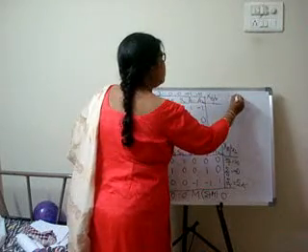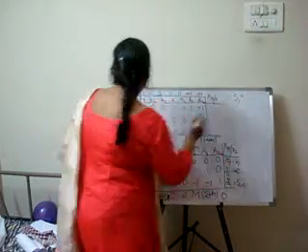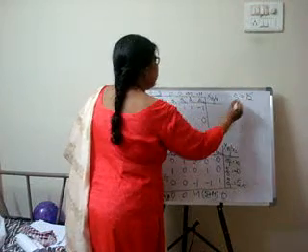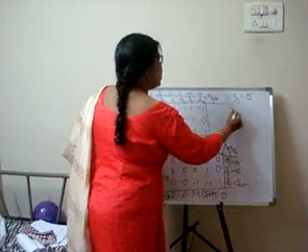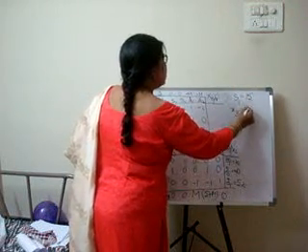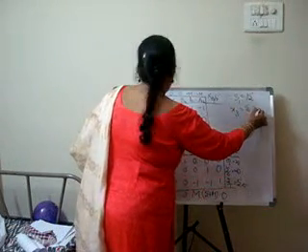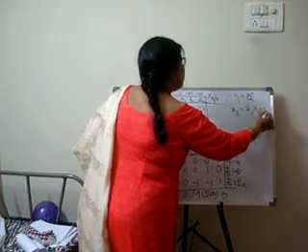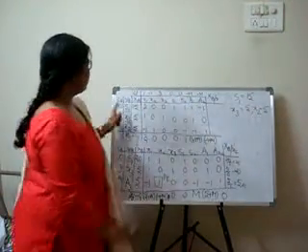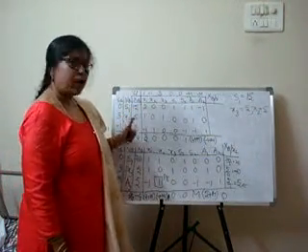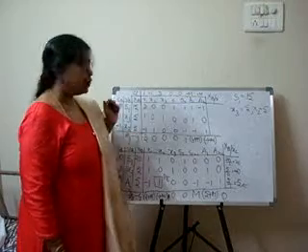Therefore, what are the values? x1 is equal to 15, x3 is equal to 5 and x2 is equal to 5. We got the values: x1 is equal to 15, x3 is equal to 5, x2 is equal to 5.